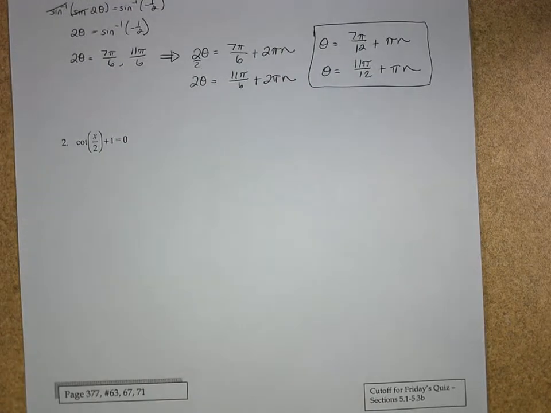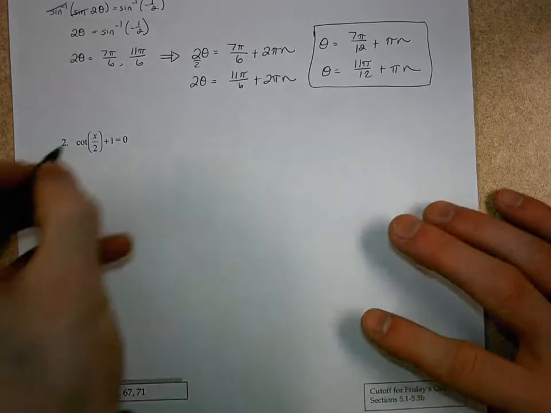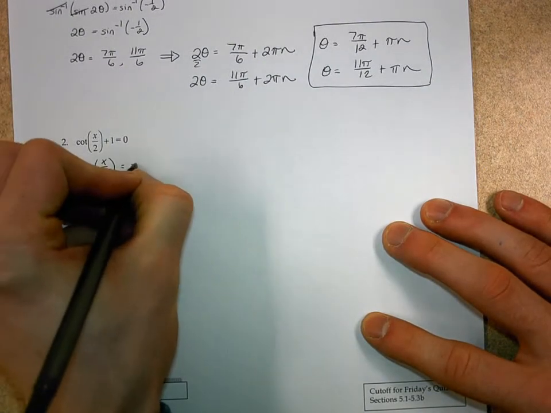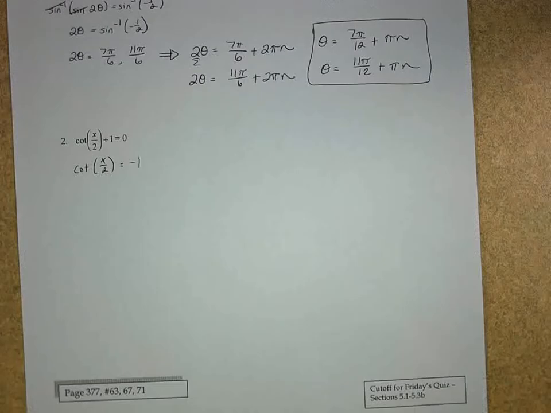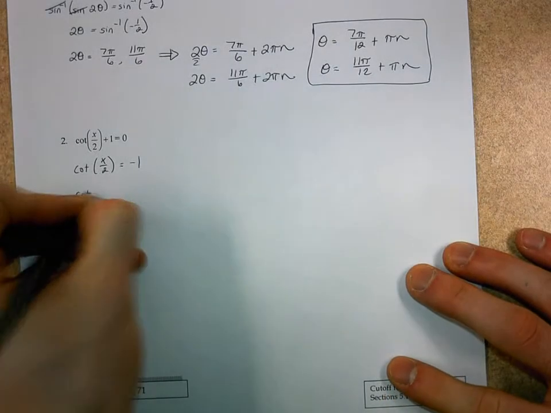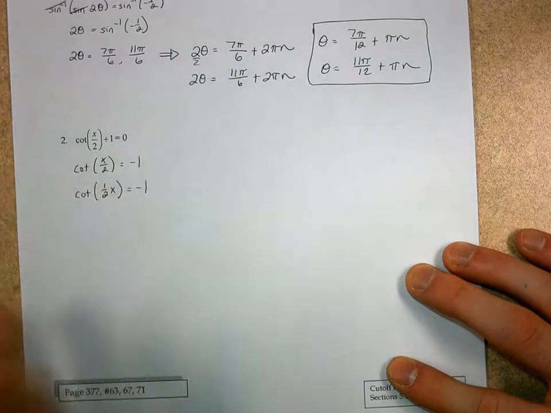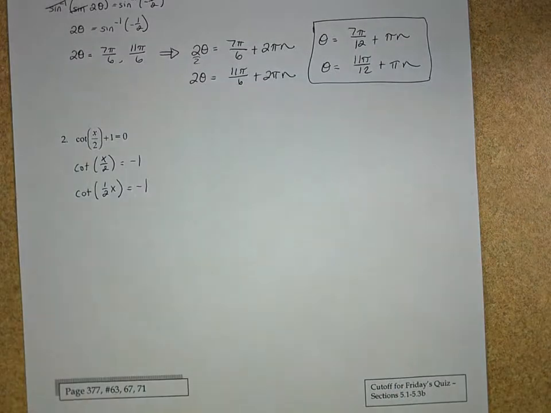The second example, the cotangent of x over 2 is equal to -1. That's what we get when we move our 1 to the other side. So cotangent of x over 2 is equal to -1. This x over 2 is really the same thing as me saying 1/2 x. So I can rewrite it with the 1/2 in front just to make my notation a little nicer.